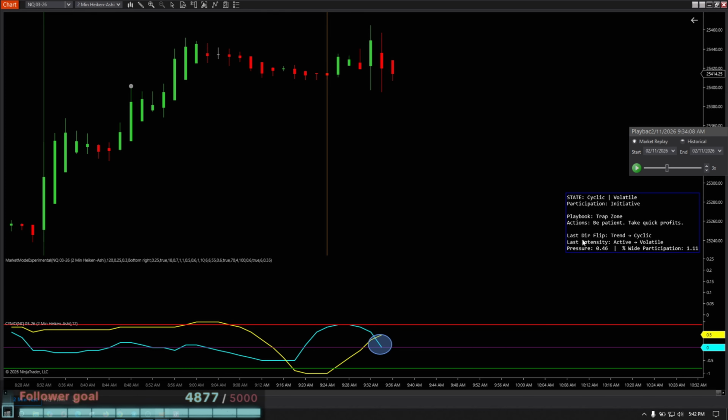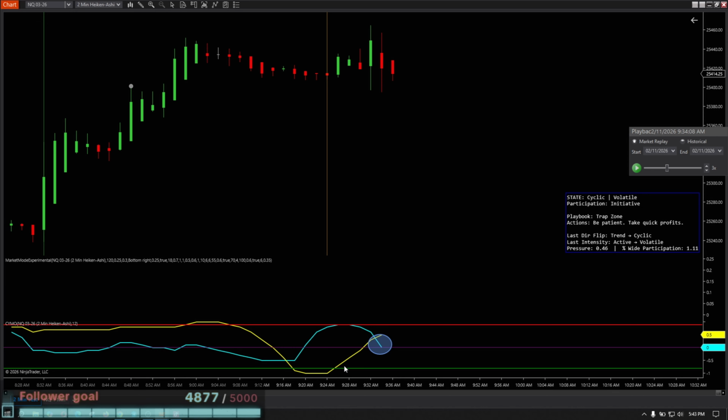Now, look at our market state profile also changed as well, okay? It's changed like 2 or 3 times since we've actually gone live right now. So the market state changed to cyclic. So we are definitely in a cyclic environment. There's no doubt about that because your market structure tool, CYMO Pro, is telling you that you're in a cyclic environment. Okay, this is a cycle right here by all definitions.